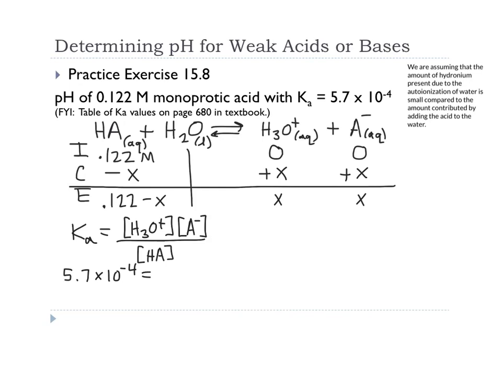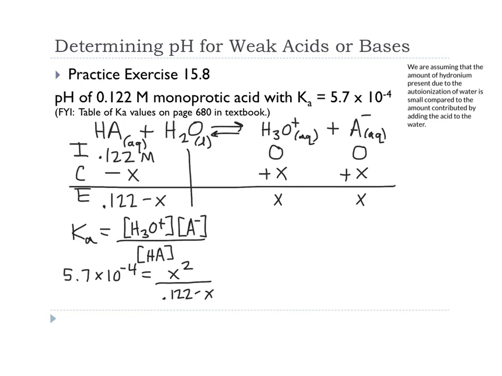The hydronium and conjugate base are both X, so that gives us X squared. And the equilibrium concentration of the original acid will be 0.122 molar minus X. We need to solve for X. We have a shortcut that we learned back in the fall: if we assume that this x is small in comparison to 0.122, we can neglect that. So we'll try that shortcut first, because that would make our lives a lot easier.